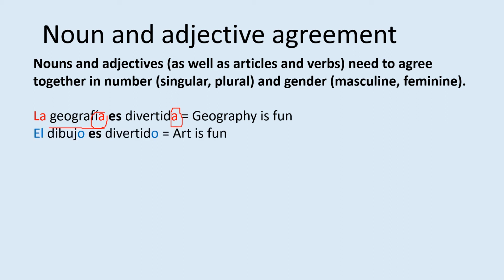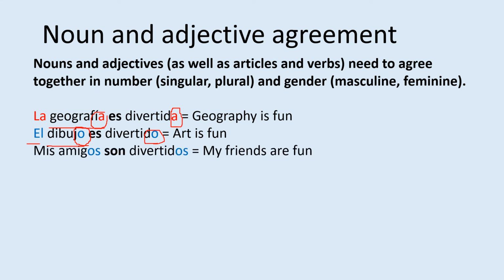Let's see another example. El dibujo es divertido. Art is fun. So I look at dibujo, the noun, and I see it's masculine because it ends in O, which is a very common ending for masculine words in Spanish. And also it goes with el, which I know is masculine. So when I'm choosing divertido, I'm being very careful to make it masculine, adding the O at the end.